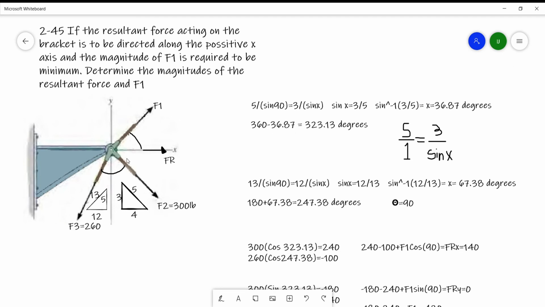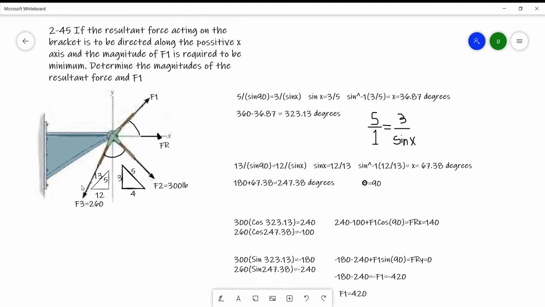Now, in order to get the angle that I want, I'm going to subtract it from 360 degrees, which is the whole circle. By subtracting that angle, I'm going to get this angle over here, which is going to be 323.13 degrees, sorry.